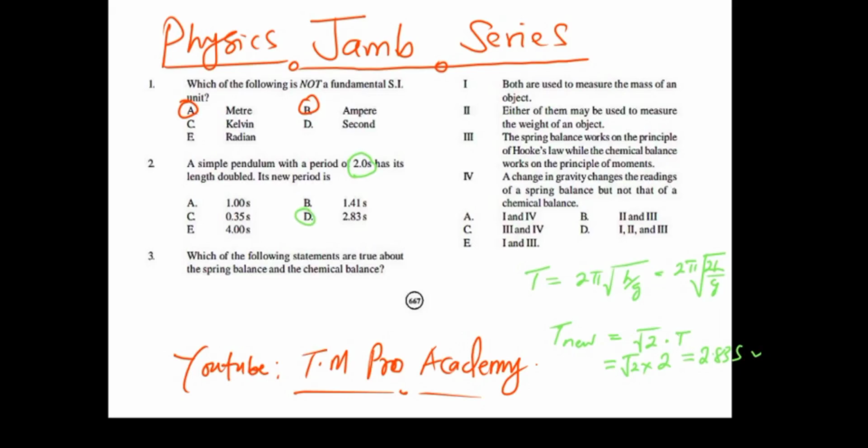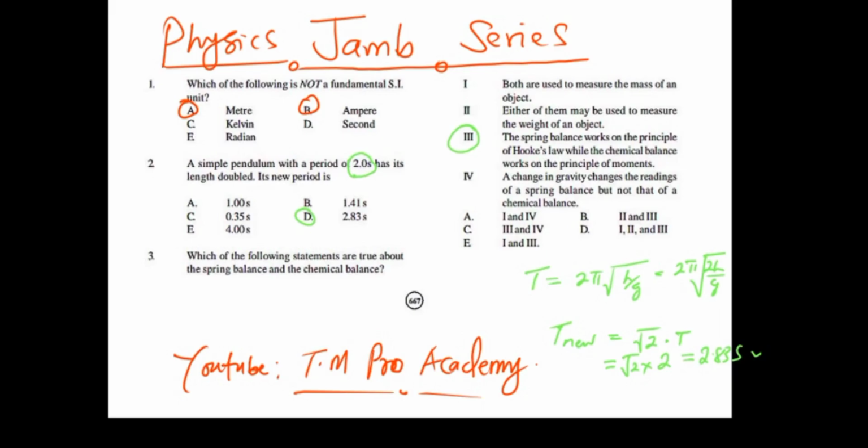Number 3 says, which of the following statements are true about the spring balance and the chemical balance? Now we want to see, what do you use a spring balance to do? A spring balance is always used to determine things that have to do with measuring of weight, right? The spring balance works on the principle of Hooke's law, while the chemical balance works on the principle of moment. That's one aspect.